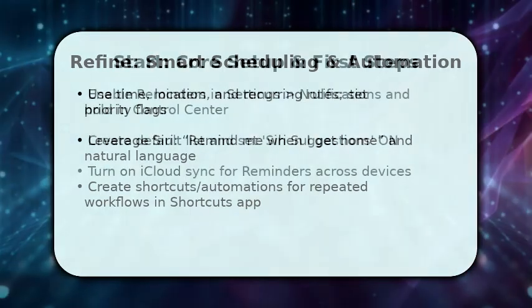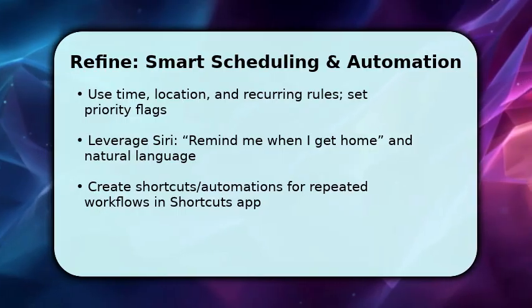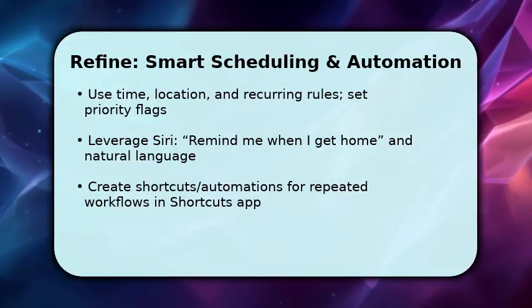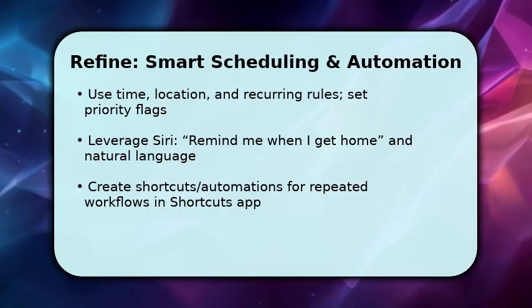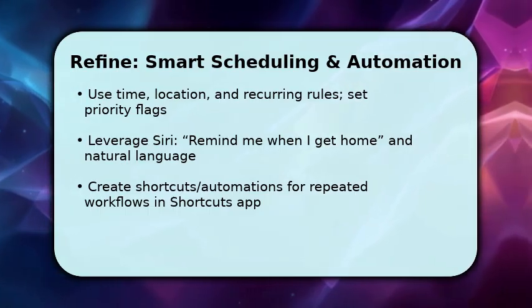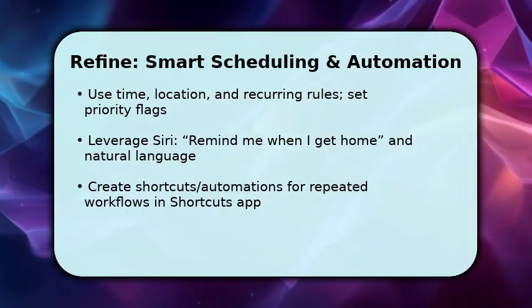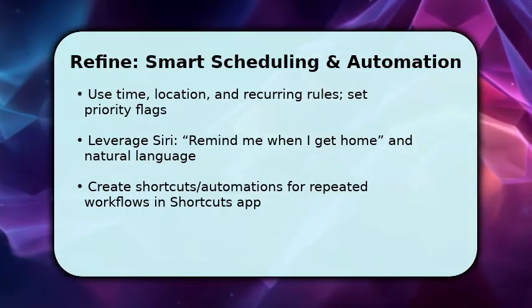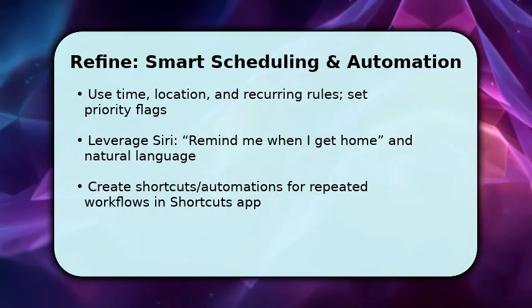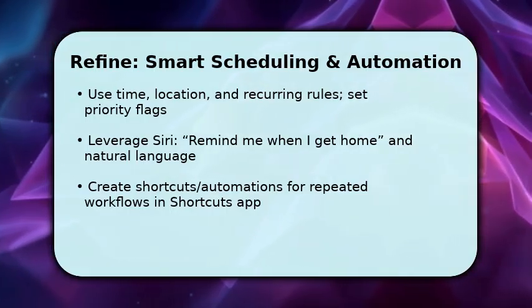Now you refine reminders with smart triggers and automation. You should use time-based, location-based, and recurring rules together to avoid missed tasks. For example, set a morning recurring reminder plus a location trigger for errands. Once configured, teach Siri with natural language entries and use voice to add multi-part reminders quickly.